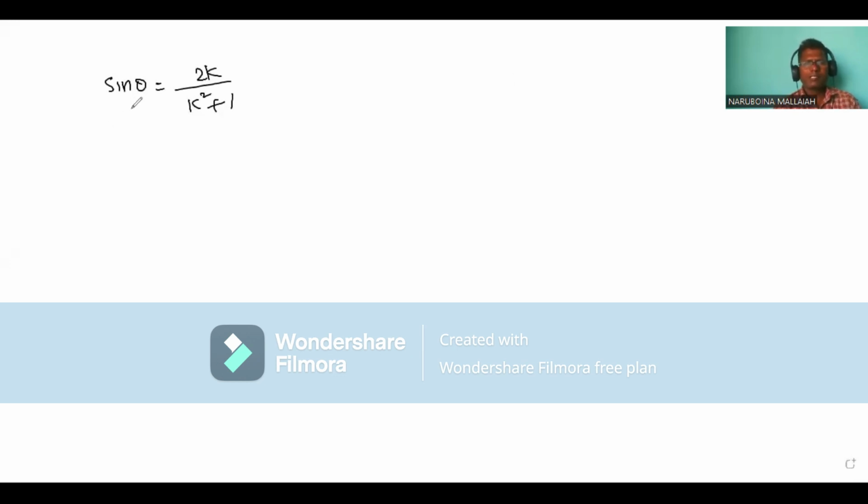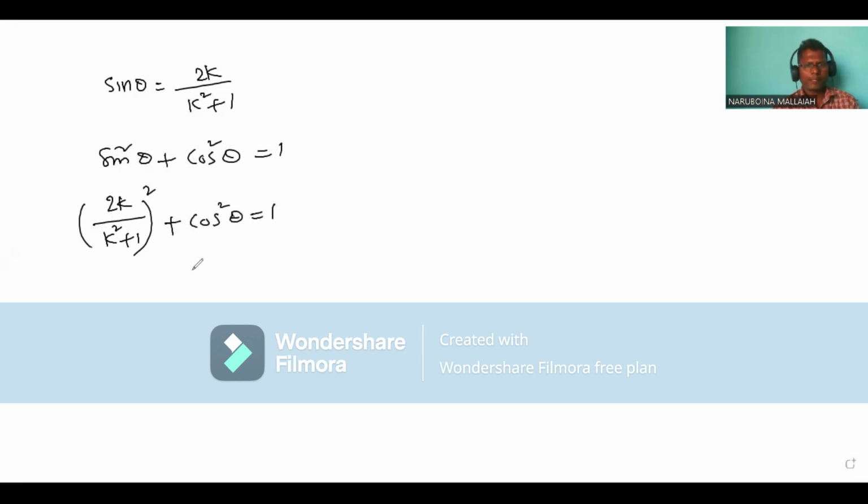You know the relation between sin theta and cos theta, that is sin square theta plus cos square theta is equal to 1. In this, I am substituting the sin theta value. Sin theta is 2k by k square plus 1. This is the sin value. Here we have a square, so I am writing square, plus cos square theta is equal to 1.